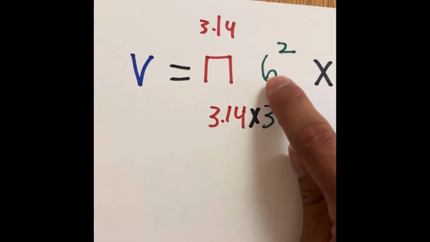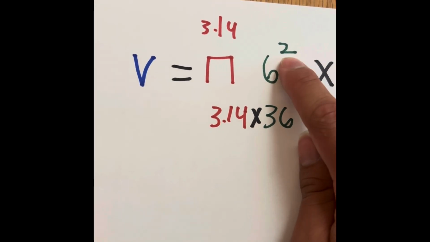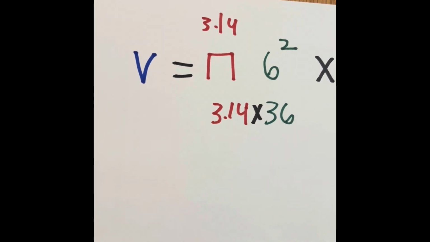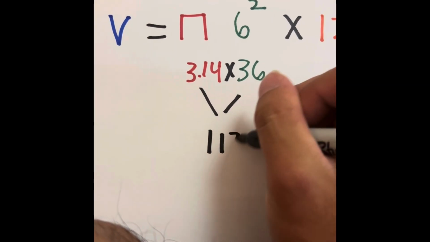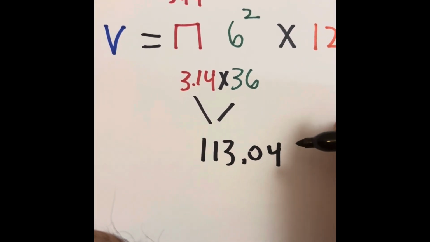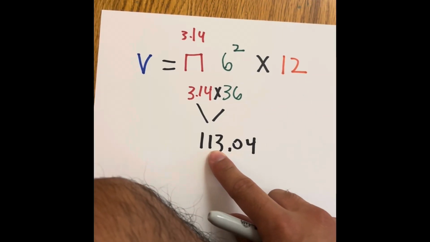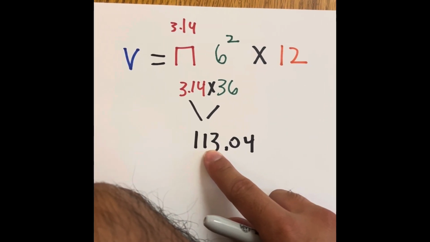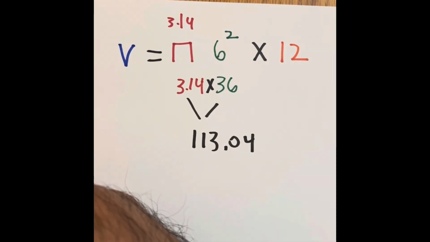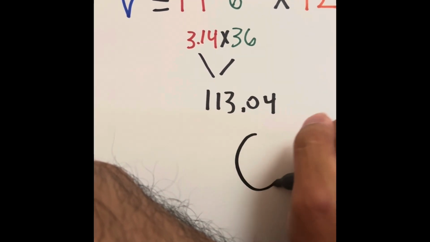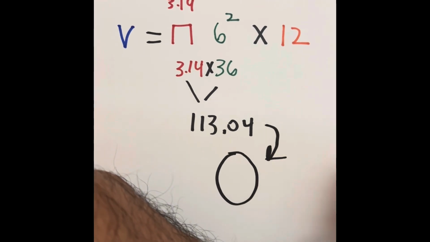The reason why we did 6 squared first is because of order of operations. We do 6 to the power of 2, then we multiply by pi. So on a calculator, 3.14 times 36 is 113.04. And even though we have an answer, it's not the answer we're looking for. What we did is we calculated the area of the cylinder's base, which is in the shape of a circle.